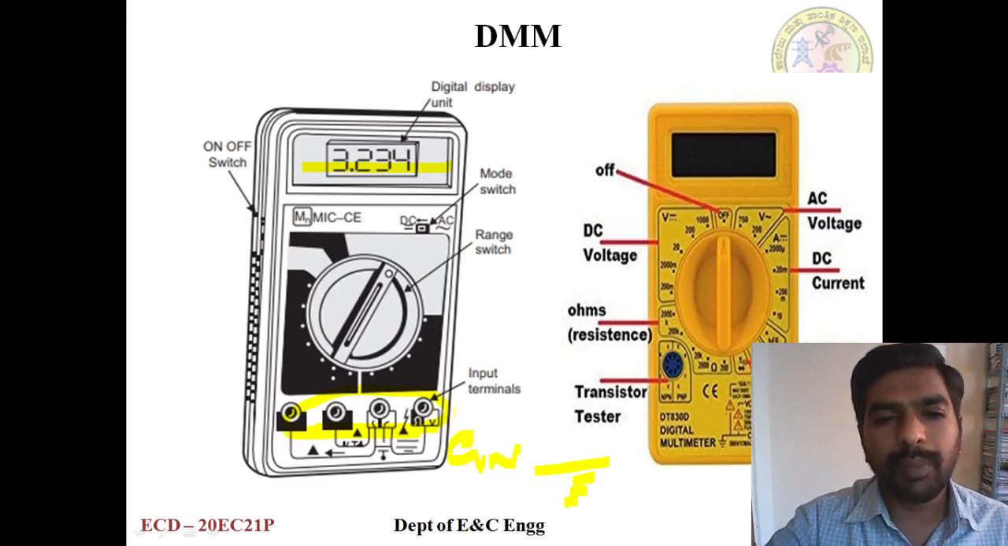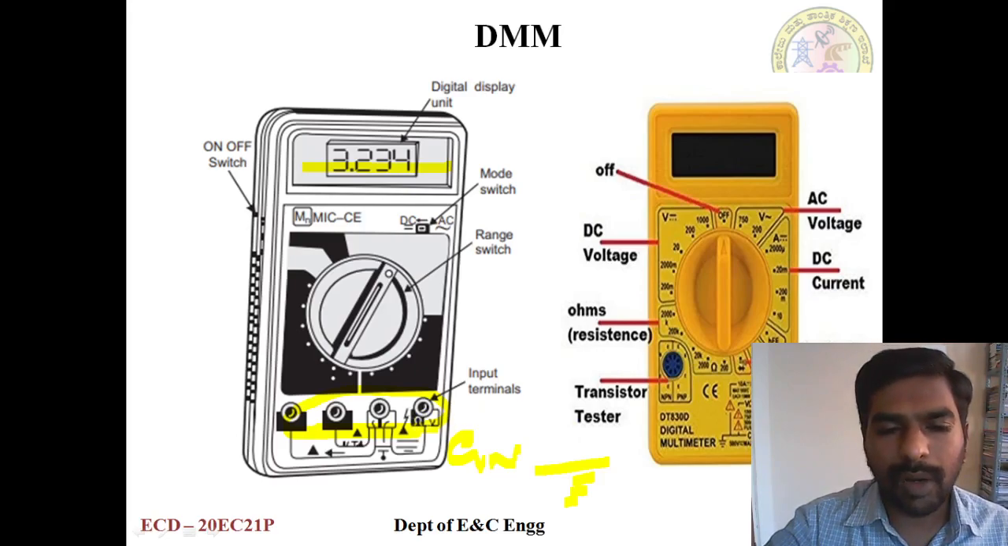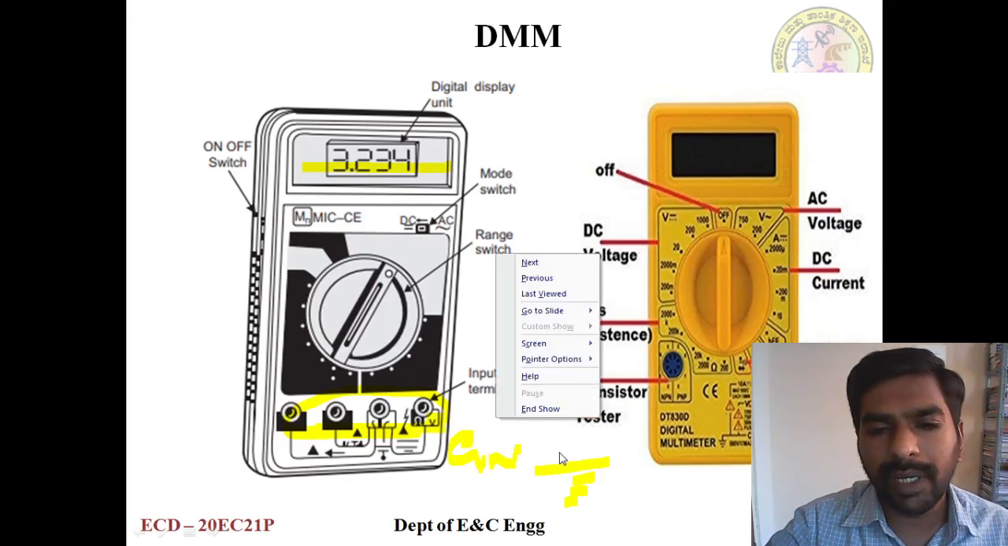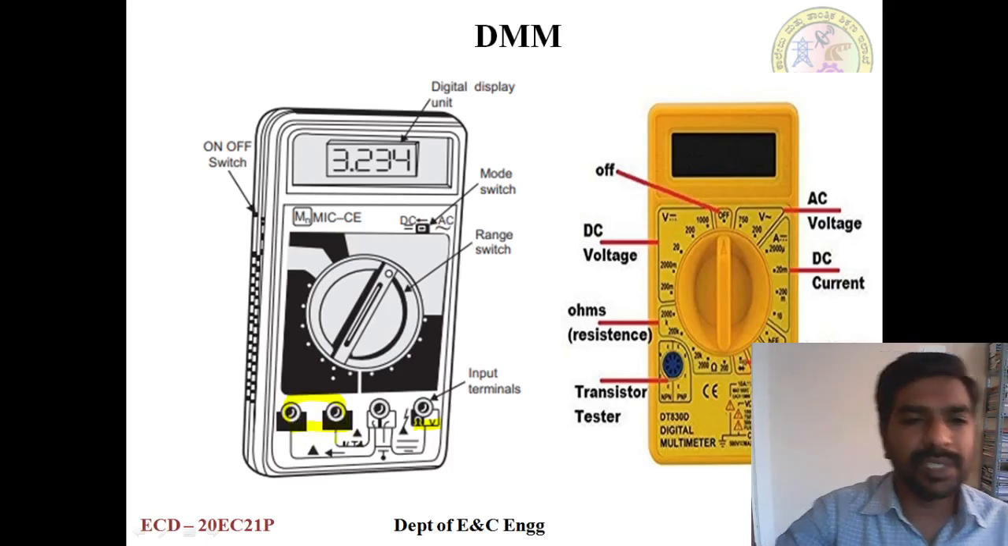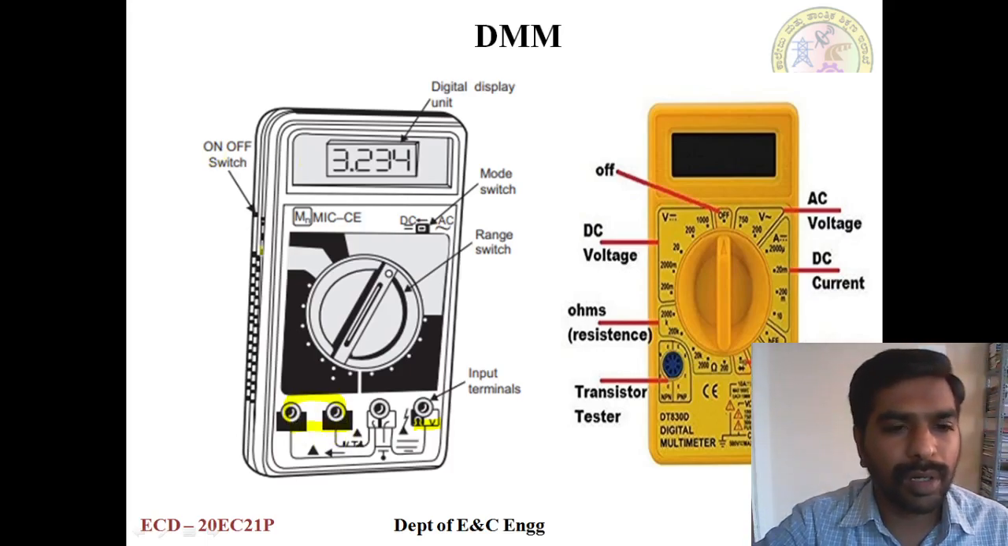And one point will be represented as a positive voltage. The V means it's a voltage measurement. We have to use the ohm point here, indicated by ohm, to measure the resistance value. And this is a different point, where it is written as ampere, DC ampere, and the value.